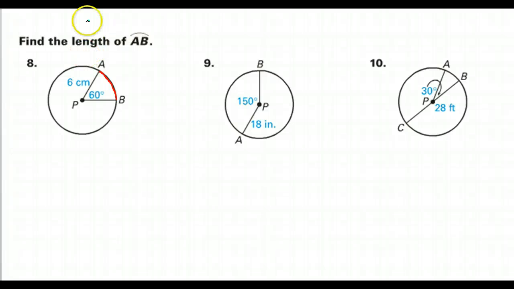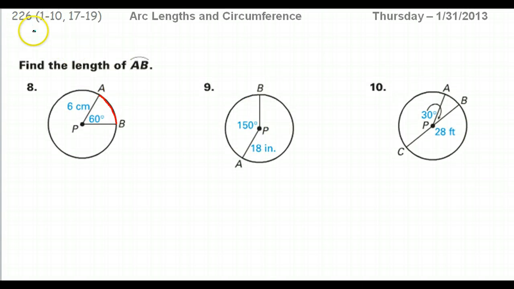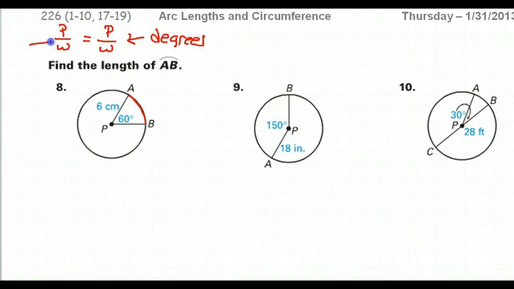So just to write a memo to ourselves, we are doing part over whole equals part over whole. On this side, we're doing degrees, and on this side, we're doing length.